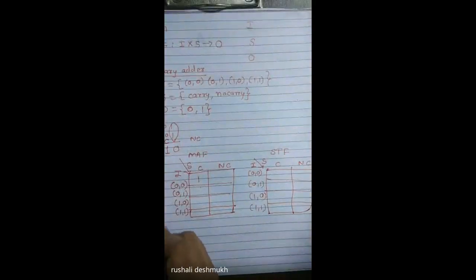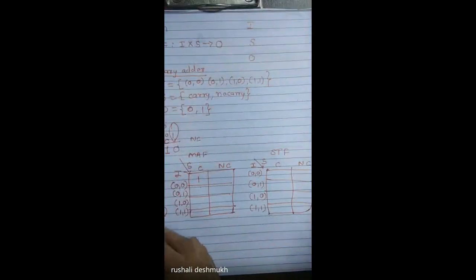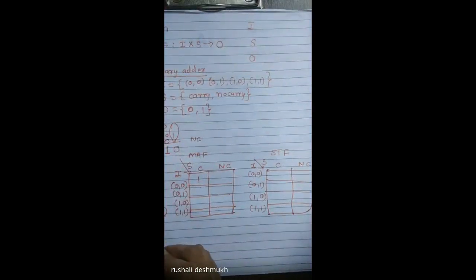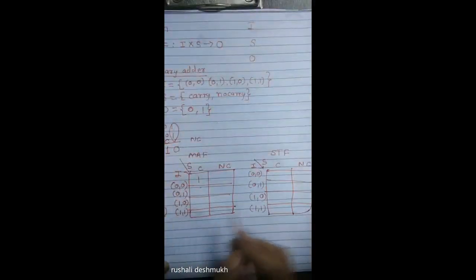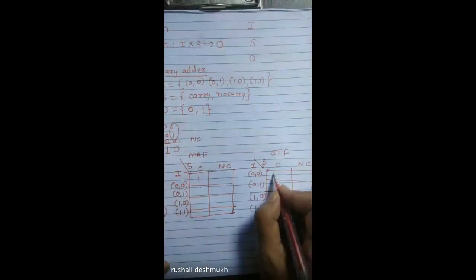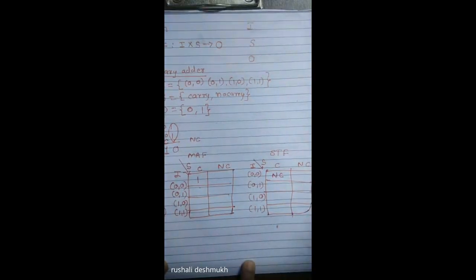So 0 plus 0 plus carry. Carry actually means 1, so 0 plus 0 plus 1. Is any carry generated here? No, so it is no carry. So we'll fill in the state transition function as no carry. Simultaneously, can you fill the remaining entries?